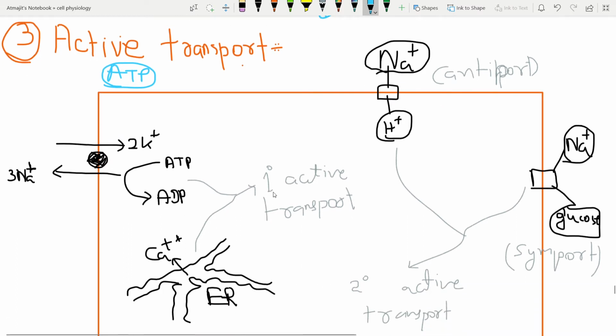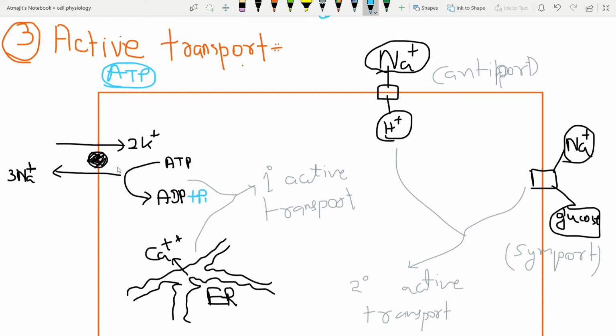At first we will see primary active transport. What is primary active transport? In primary active transport, ATP is converted into ADP to give one phosphate as an energy molecule to carry out the process. Here 2 K+ come into the cell and 3 Na+ are taken out of the cell. This is called the sodium potassium ATPase.